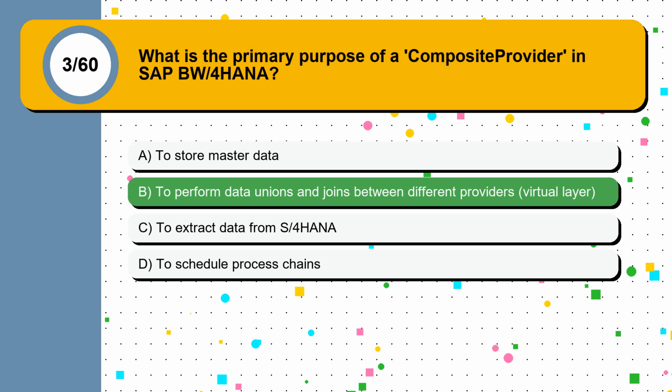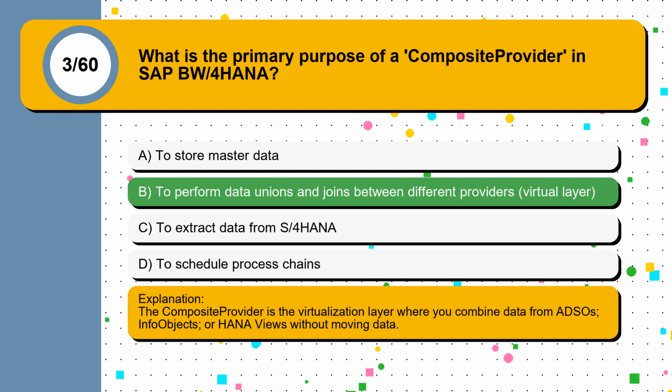The correct answer is option B, to perform data unions and joins between different providers, virtual layer. The composite provider is the virtualization layer where you combine data from ADSOs, InfoObjects, or HANA views without moving data.